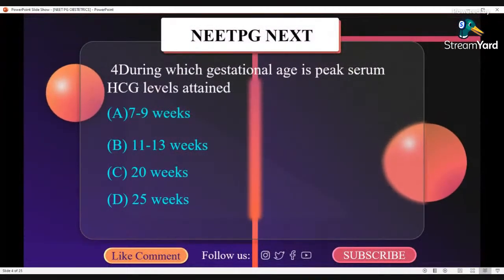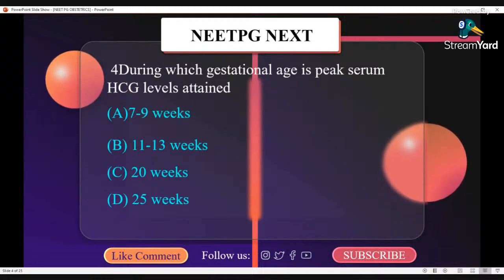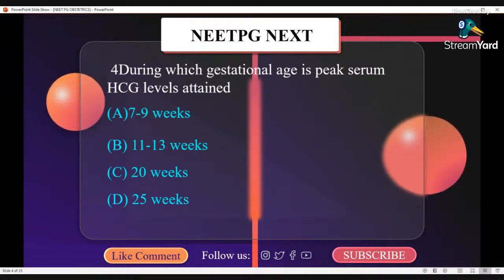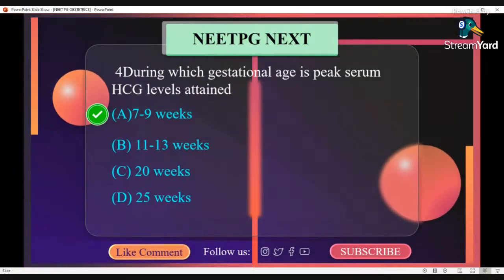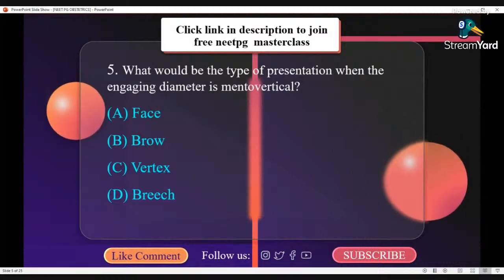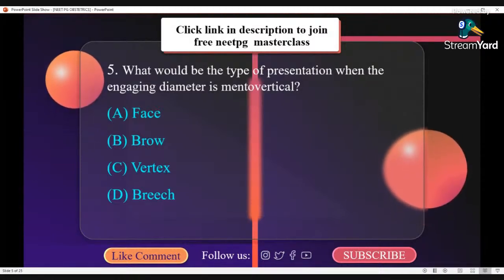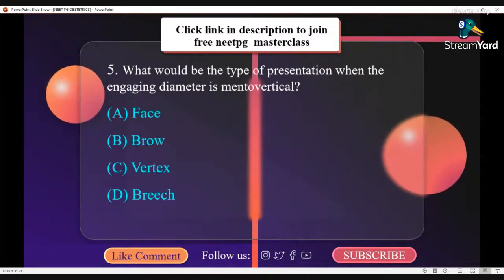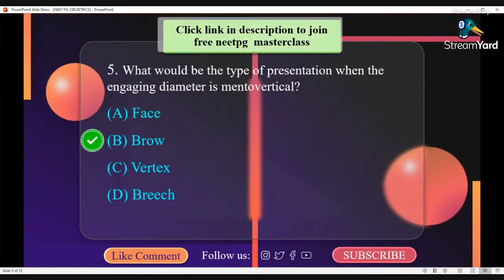During which gestational age is peak serum HCG level attained? A, 7 to 9 weeks, B, 11 to 13 weeks, C, 20 weeks, and D, 25 weeks. So the correct option here is A, 7 to 9 weeks. What would be the type of presentation when the engaging diameter is mento-vertical? Mento-vertical means brow presentation. A, face, B, brow, C, vertex, D, breech. Correct option is B, brow presentation.